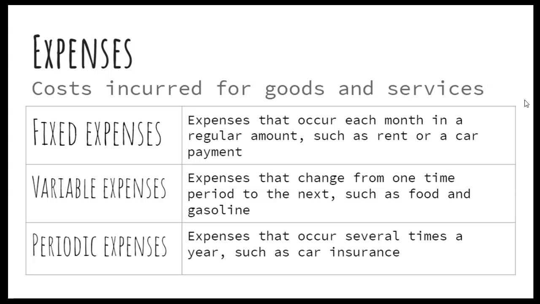When we talk about budgeting, there are fixed expenses, and these are things that occur each month in a regular amount. That's like rent or a car payment. Occasionally your rent will go up, but that doesn't happen month to month. That usually happens maybe once a year. So you know exactly how much you're going to be paying for rent at all times.